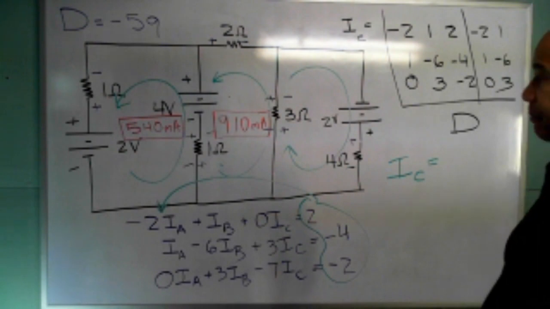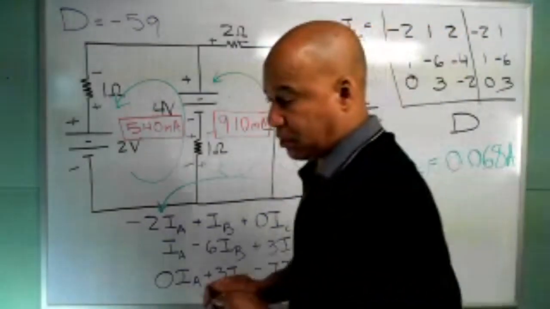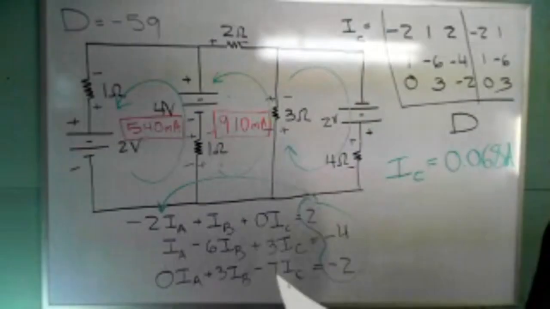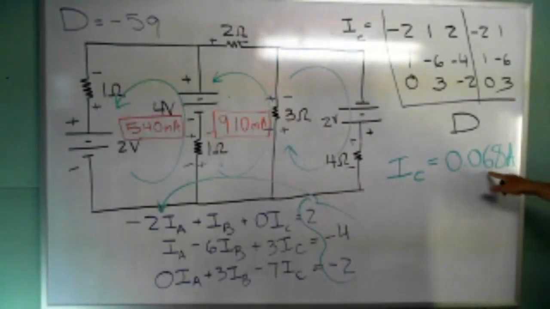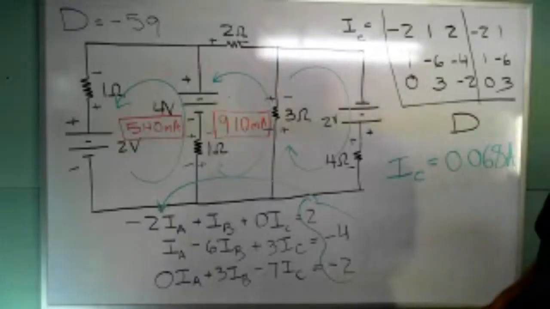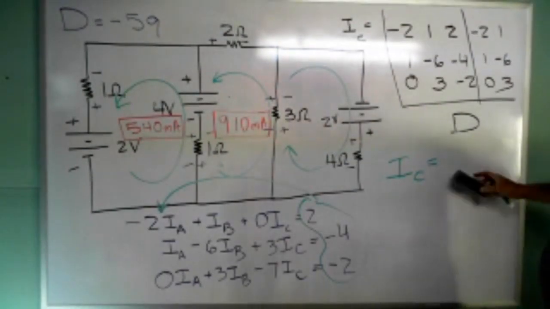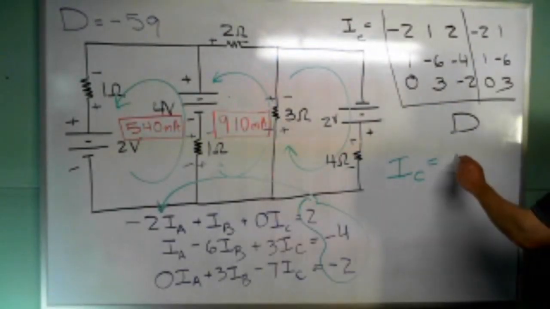Anybody got a value for IC? 0.067 or 68. All right, let me see what he got. Okay, is it 0.068 or is it 0.68? Because he got 0.68. I thought it was 0.068. I got 0.68. You got 0.68? Yeah. So I'm going to go with the 0.68. So I think we're good on this 0.68.